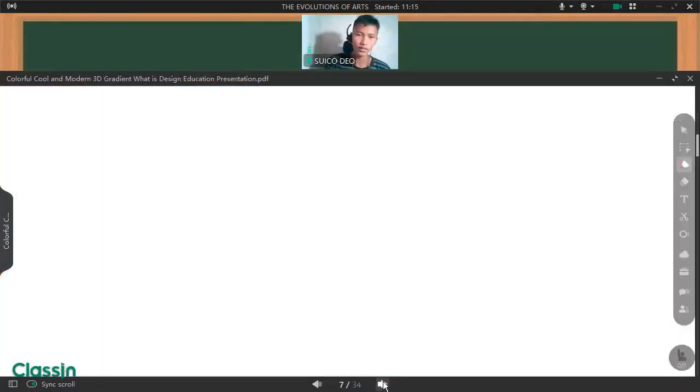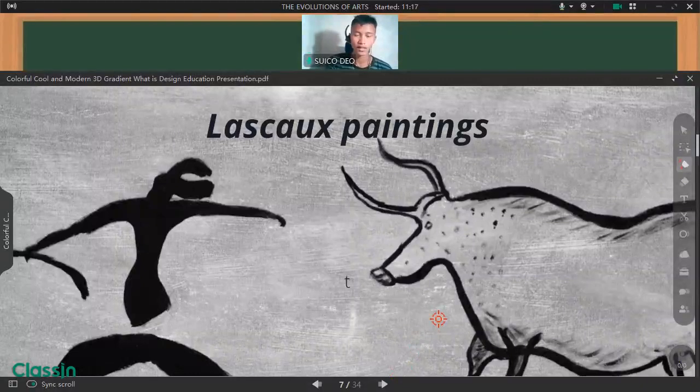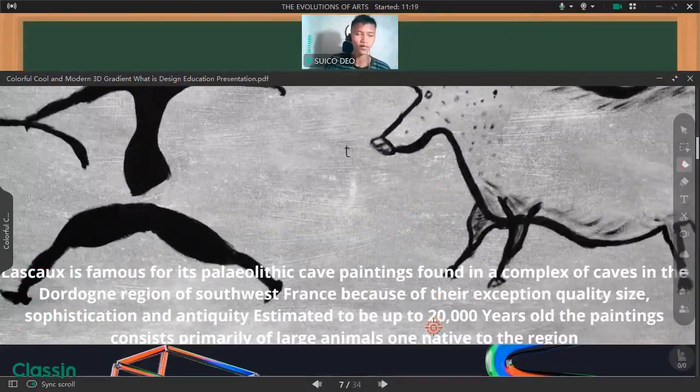One example is the Lascaux paintings. Lascaux is famous for its Paleolithic cave paintings found in a complex of caves in the Dordogne region of southwest France because of their exceptional quality, sophistication, and antiquity. Estimated to be 20,000 years old, the paintings consist primarily of large animals, once native to the region.